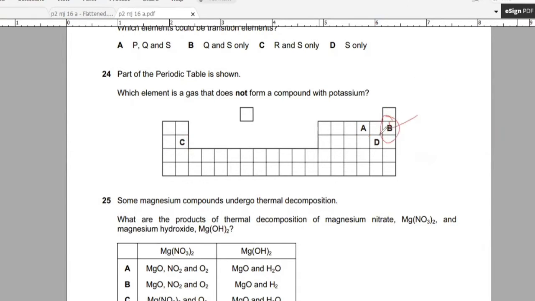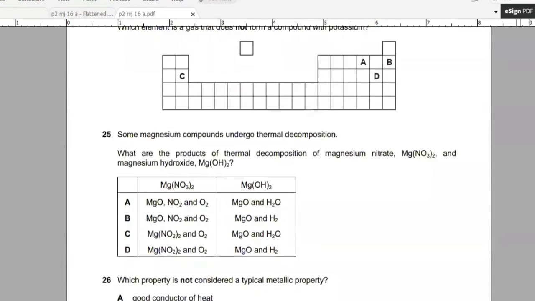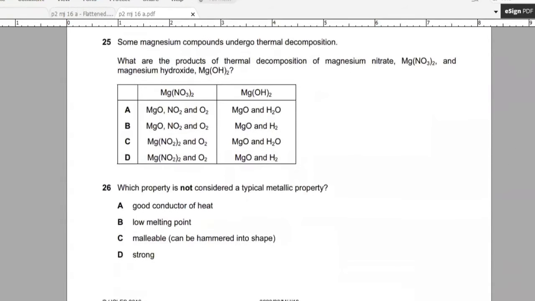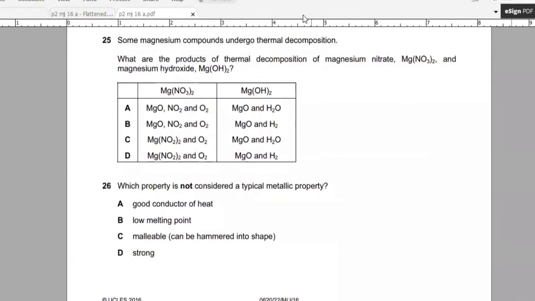So B element never reacts with any other element to form a compound. That is why the answer will be B. Clear? 25th. Magnesium compounds undergo thermal decomposition, and what are the products of the thermal decomposition of magnesium nitrate? This is the compound Mg(NO3)2 and magnesium hydroxide Mg(OH)2.